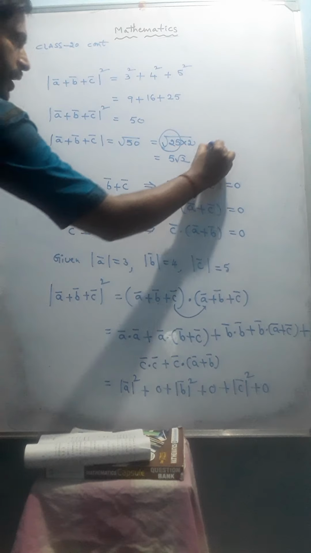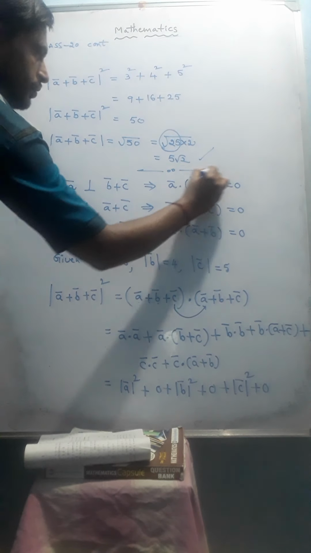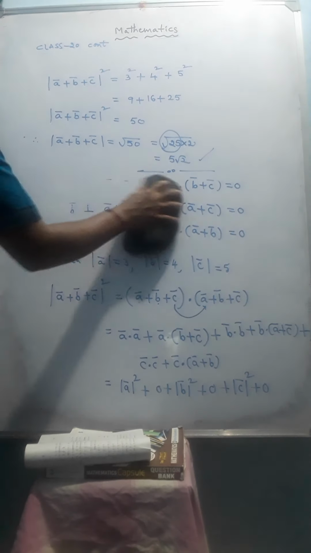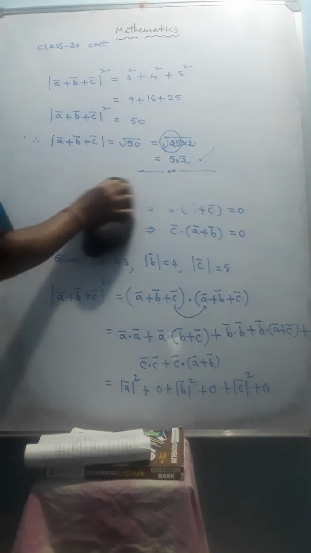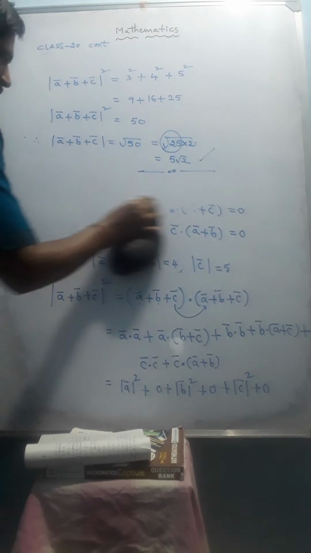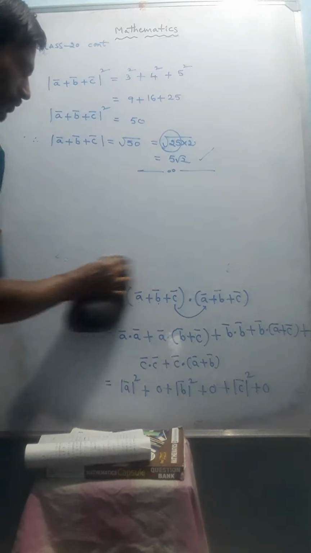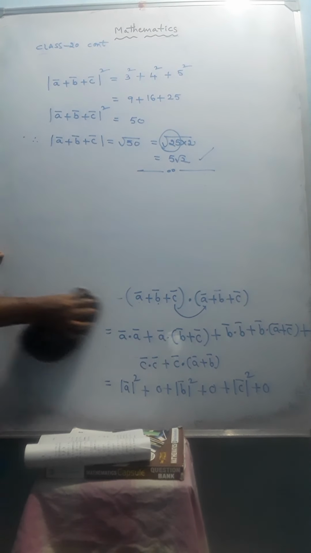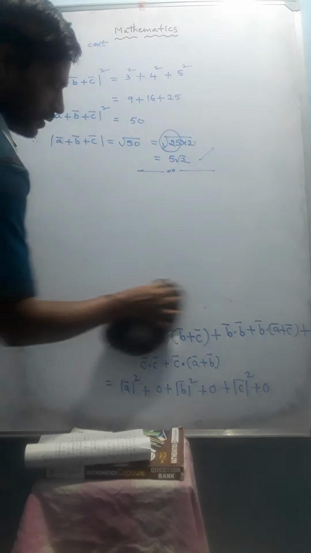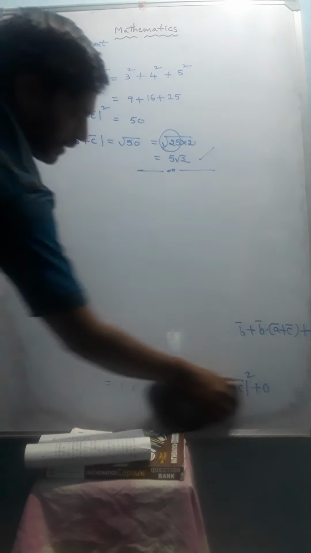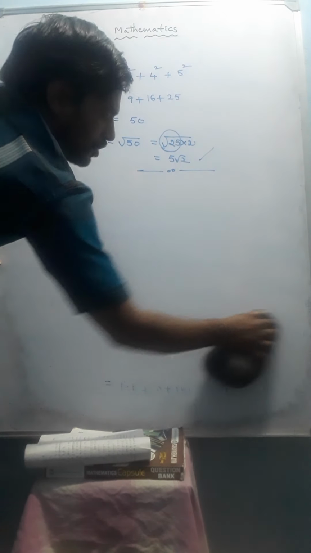Okay, so write them fast. Very important problem. Okay, sometimes they will change values. In the place of 3, 4, 5, they will give some other values. You just substitute.